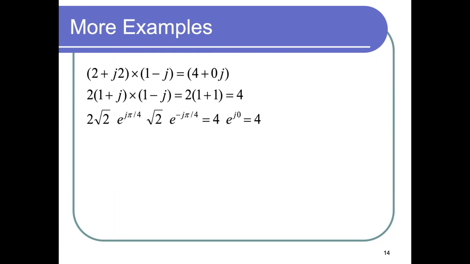For example, if you look at this one, the last one, under the red line, if I have 2 root 2 e to the power j pi over 4, then root 2 e to the power minus j pi over 4, then essentially what we get is just 4, because this will be 0.